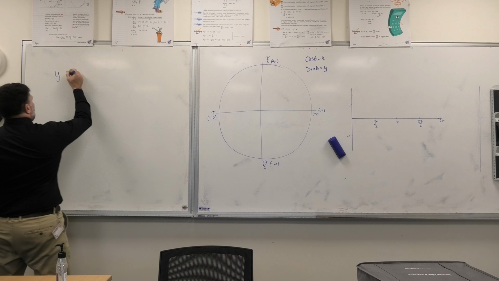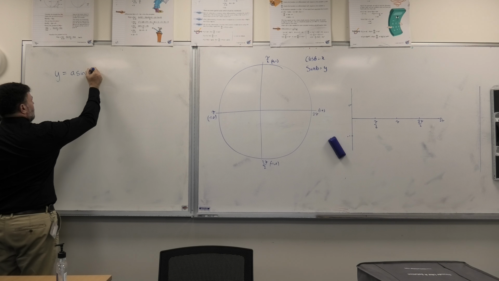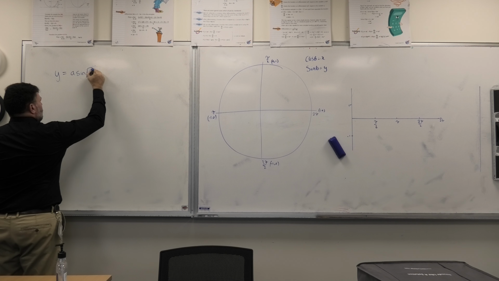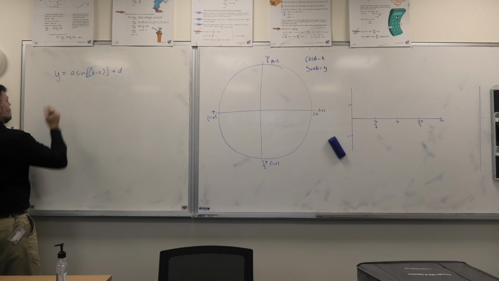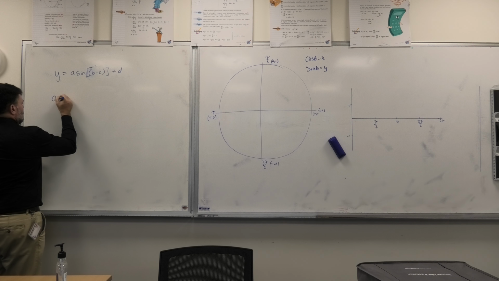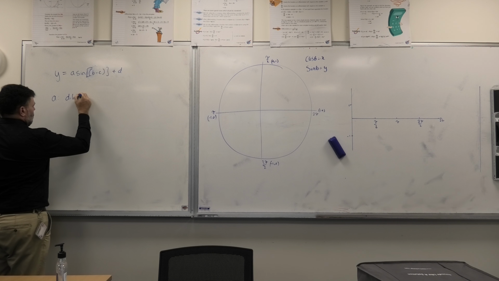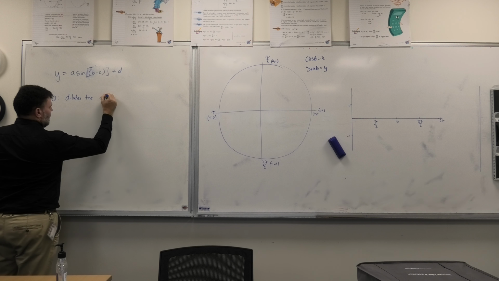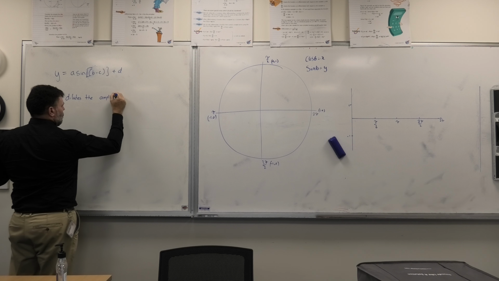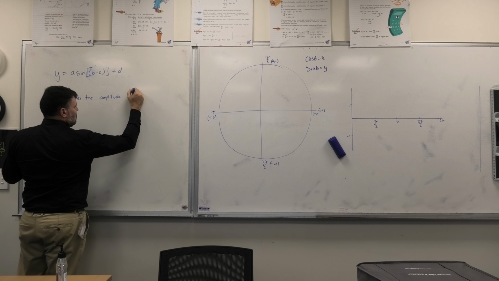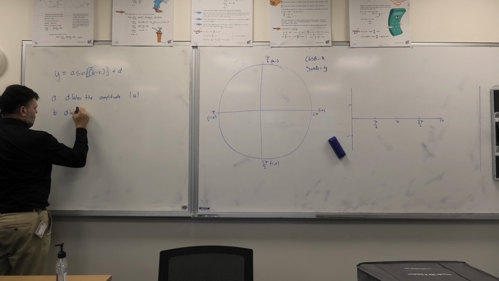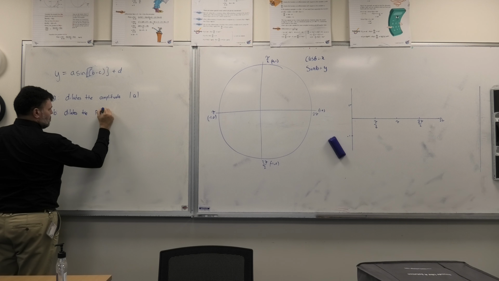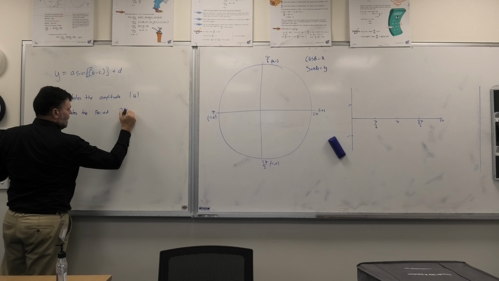So we can write it here as y is equal to a sine b(x minus c) plus d, where a dilates the amplitude, and it's always positive. b dilates the period, and we use the formula of 2 pi on b.